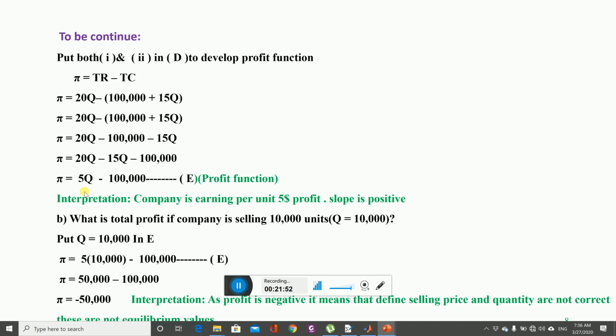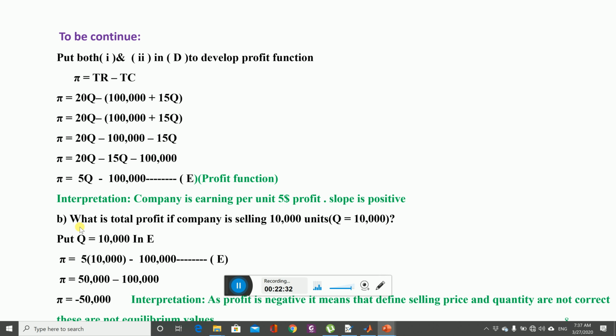Now I am interpreting this profit function. What does this mean? Here $5 is the per unit profit. When the company produces more and more and sells more and more, the company will earn a $5 profit for each unit produced. Interpretation: the company is earning $5 profit per unit because the slope of this profit function is positive. This is plus 5Q. So the slope is positive, which means as the company produces and sells more and more, profit pi will increase and increase.